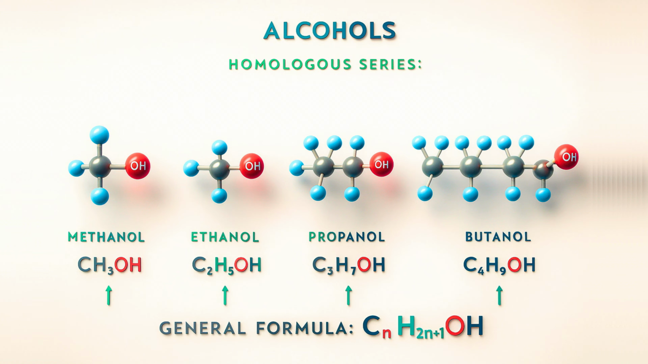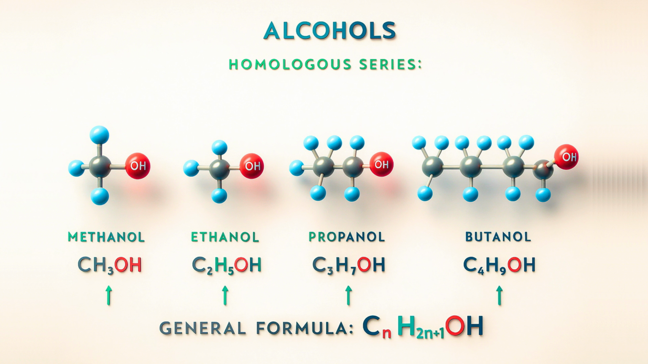The general formula for alcohols is CnH2n+1OH, which reflects their structure, a chain of carbon and hydrogen atoms ending with an OH group. When writing out the molecular formula of an alcohol, the OH group is always placed at the end, highlighting its role as the functional group.